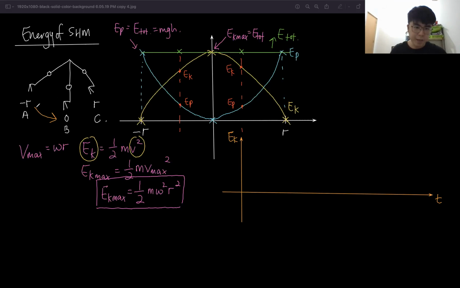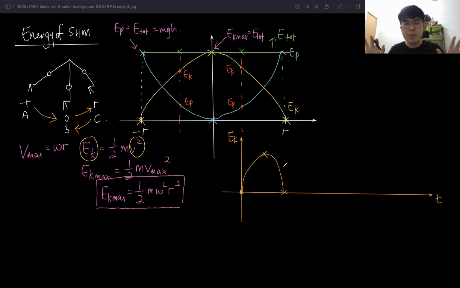Starting from A, kinetic energy is 0. It swings to B, that is the maximum. B is the maximum speed, so you have maximum kinetic energy. This is from A to B. Then from B to C, it decreases to 0 again. So the graph curves back down to 0. And then you swing backwards from C to B, and it increases again.